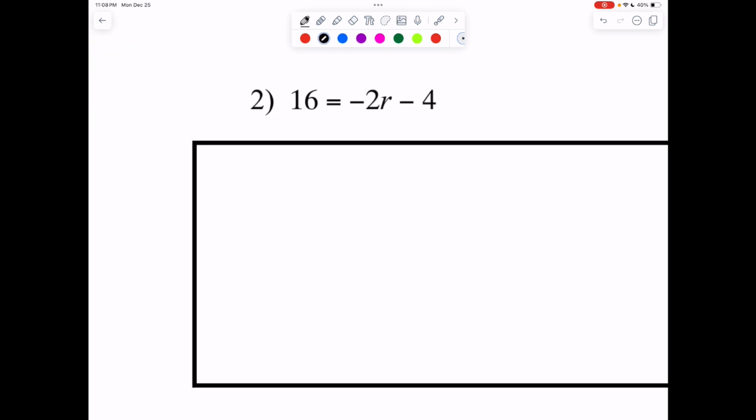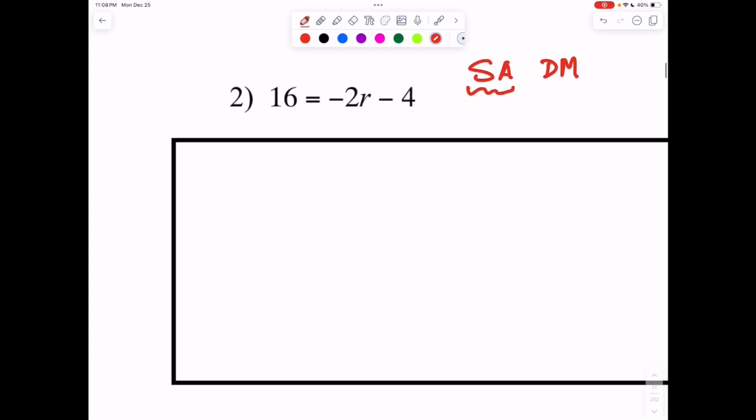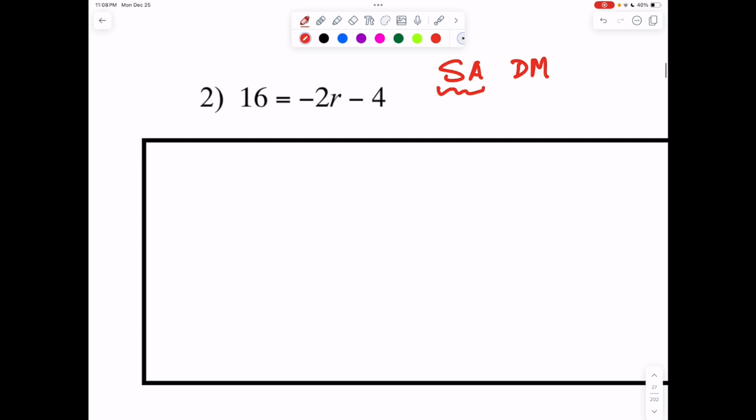All right, so again, we want to take any opportunity, writing SADMAP here. And I'm just going to do that for now because these problems don't have the exponents and parentheses. All right, so any opportunity to subtract or add, we are taking care of that first. All right, so we want the r alone. And so we have -4. So the opposite of subtracting 4 is adding 4. Do that to both sides.